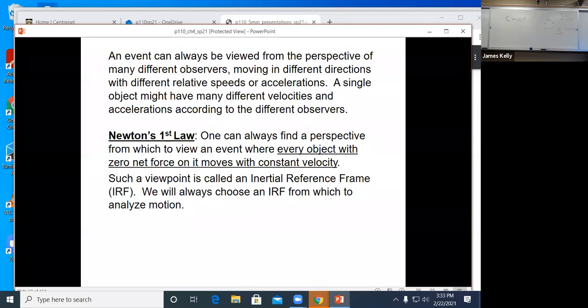As opposed to if I saw an object with no forces on it start accelerating in one direction, I would say I'm probably not observing from an inertial reference frame. And we'll see examples of that in a bit.